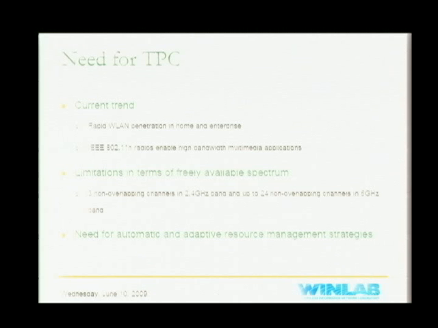Given this current trend, we have to look at the resources that we have. The unlicensed spectrum that we use in the 2.4 gigahertz and 5 gigahertz bands is very limited in number. Even though we can say that there are up to 24 non-overlapping channels in the 5 gigahertz band, a significant number of them are used for radar and some other purposes. So the actual number being used for regular wireless local area networks is less. So we have a lot of resource constraints. This creates a need for adaptive and automatic radio resource management strategies.